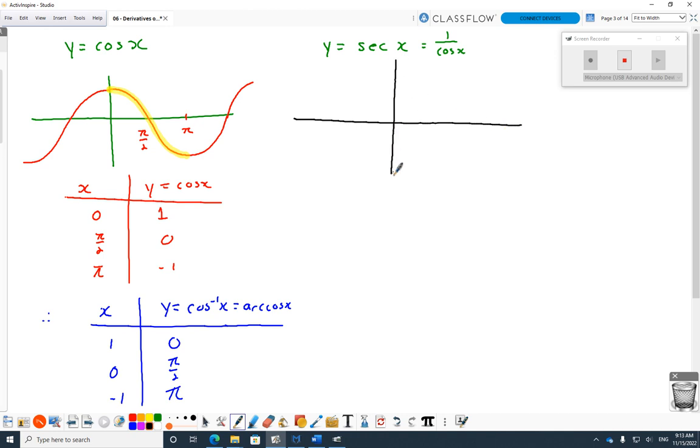I'll just look at one loop of cosine, this loop right here. And where I'm doing 1 over cos, do you see where cosine is 0, secant won't exist because it would be 1 over 0. There's how I find the asymptotes of secant if I'm having a moment and don't remember secant.